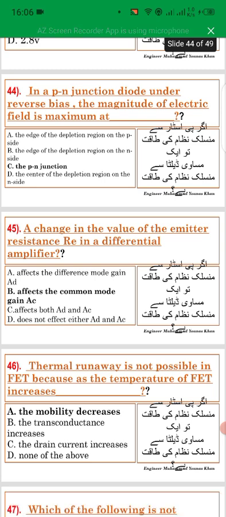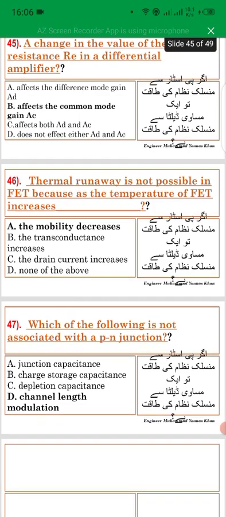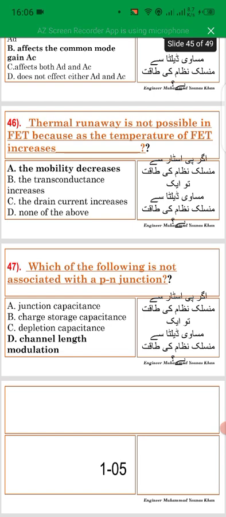In a PN junction diode under reverse bias, the magnitude of electric field is maximum at the PN junction. A change in the value of the emitter resistance RE in the differential amplifier affects the common mode gain AC. Thermal runaway is not possible in FET because as the temperature of FET increases, the mobility decreases. Which of the following is not associated with a PN junction channel length modulation?